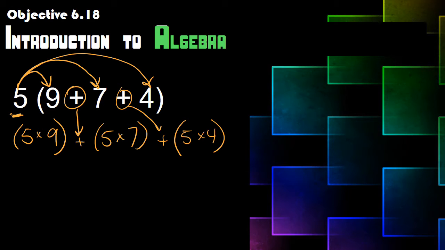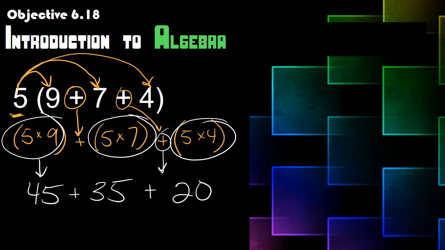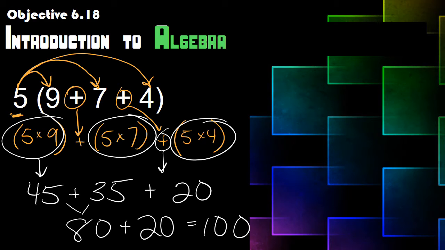And so what we're going to do is let's take care of each parenthesis first. So 5 times 9 gives us 45. Bring down our operation sign. And then 5 times 7 is 35. Bring our operation sign down. And then 5 times 4 gives us 20. So when we add these numbers together, 45 plus 35 is 80. Plus 20 will give us 100. And so the distributive property is another way that we could tackle the order of operations for this problem.